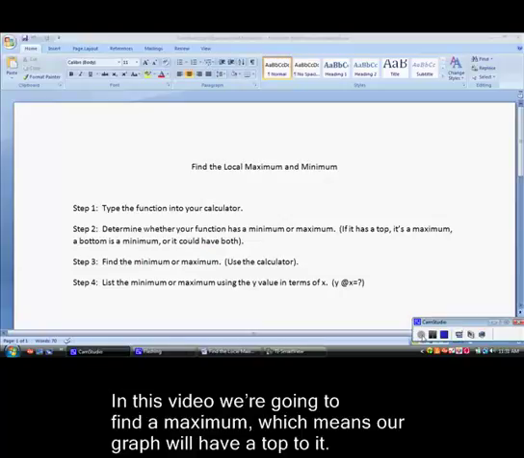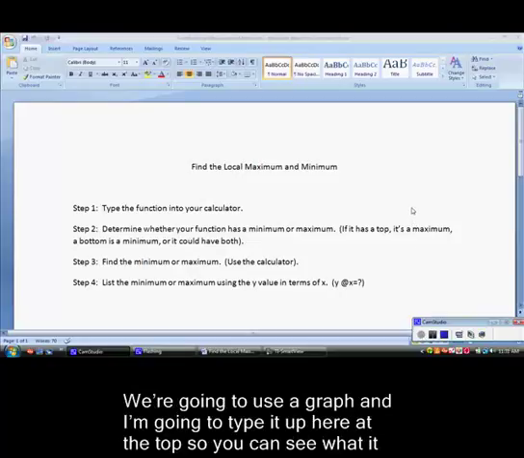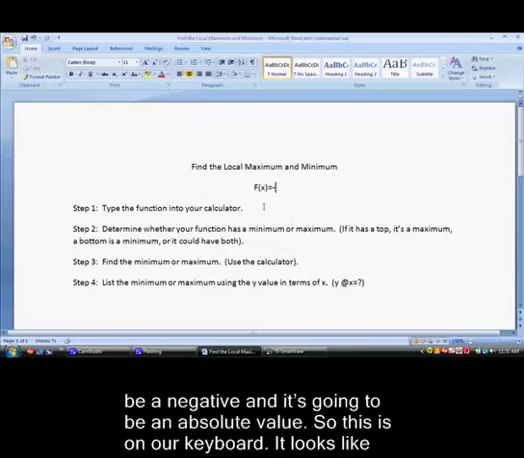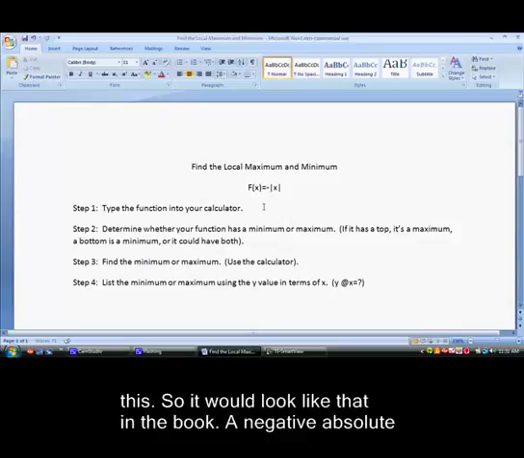In this video, we're going to find a maximum, which means that our graph will have a top to it. We're going to use a graph, and I'm just going to type it up here at the top so you can see what it would look like originally. We're going to use a function that says f of x equals, and it's going to be a negative, and it's going to be an absolute value. So this is on our keyboard, it looks like this. So it would look like that in the book. A negative absolute value of x.